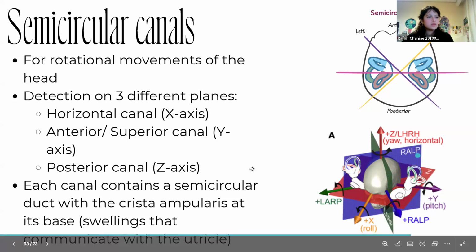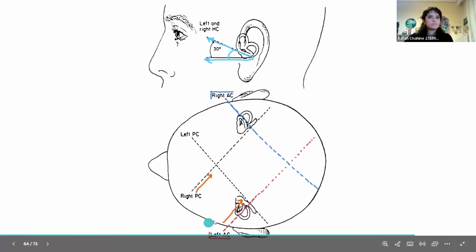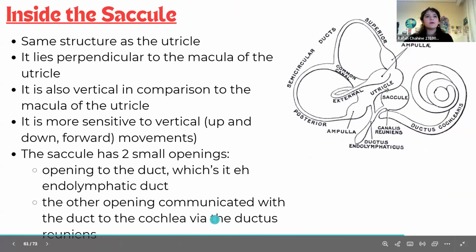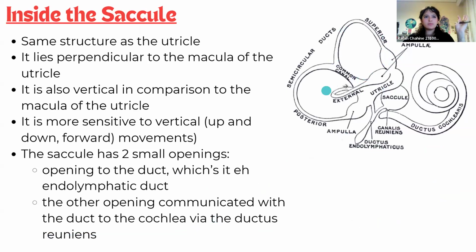Okay, fine. Now for the swellings and the ampulla. As you can see, this is a semicircular canal. Ignore which one it is; it doesn't really matter right now. What's important is that you realize that at the base of each one of the semicircular canals, we have these swellings or enlargements called the ampulla.